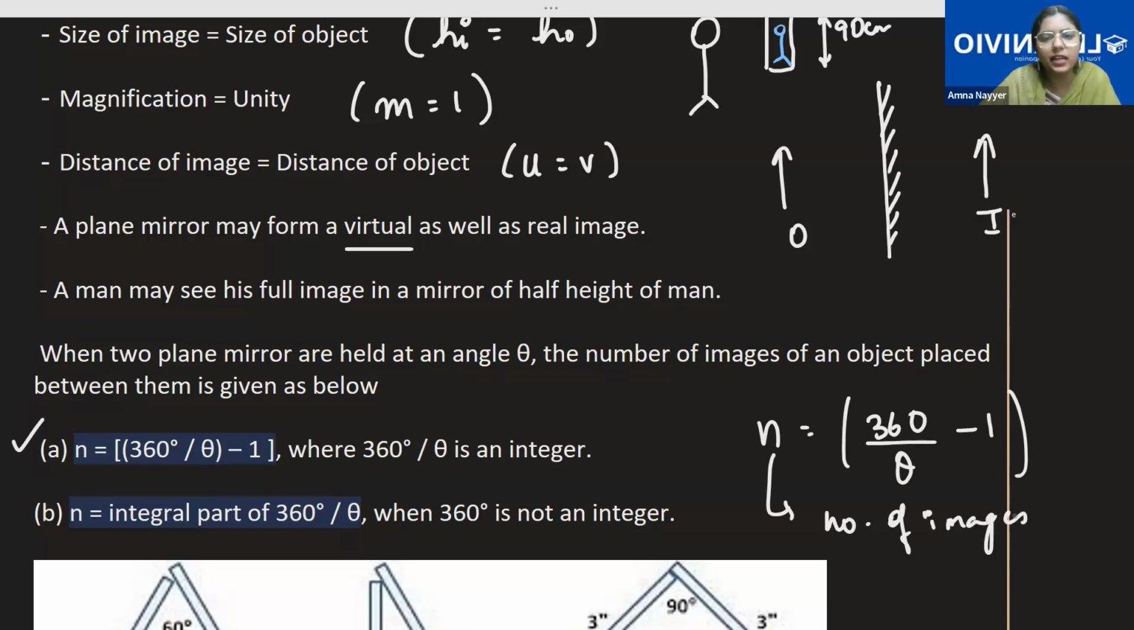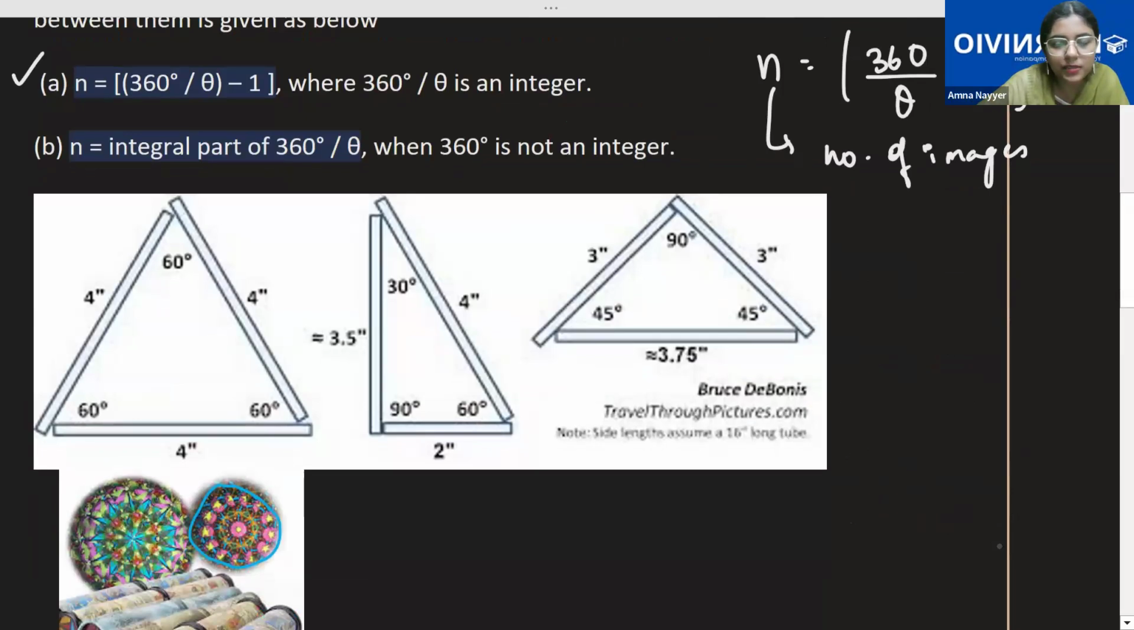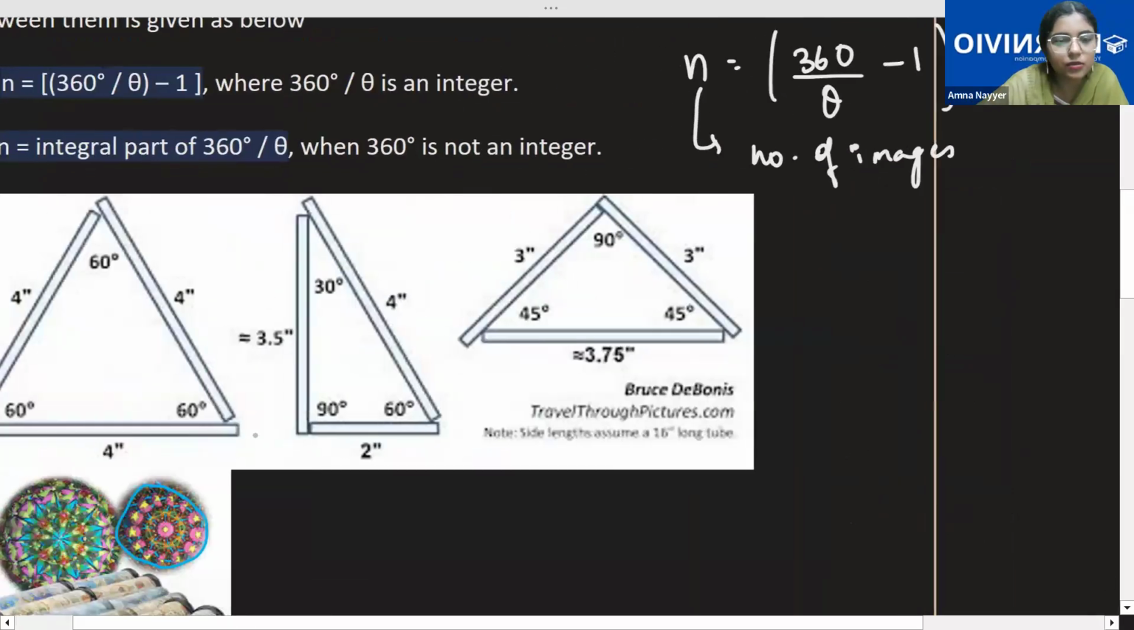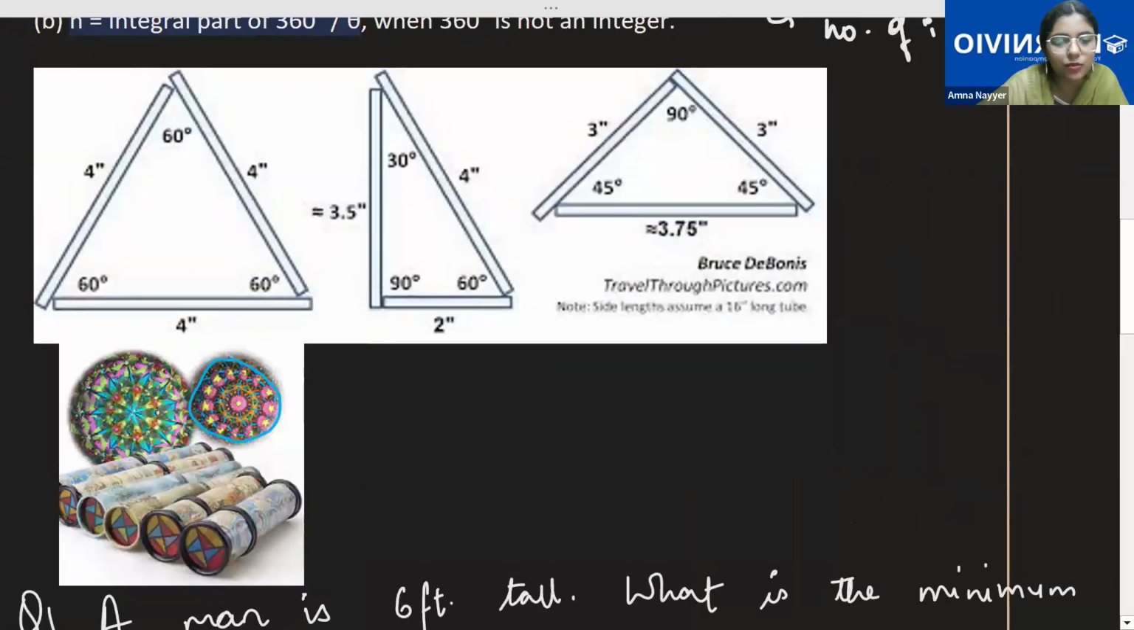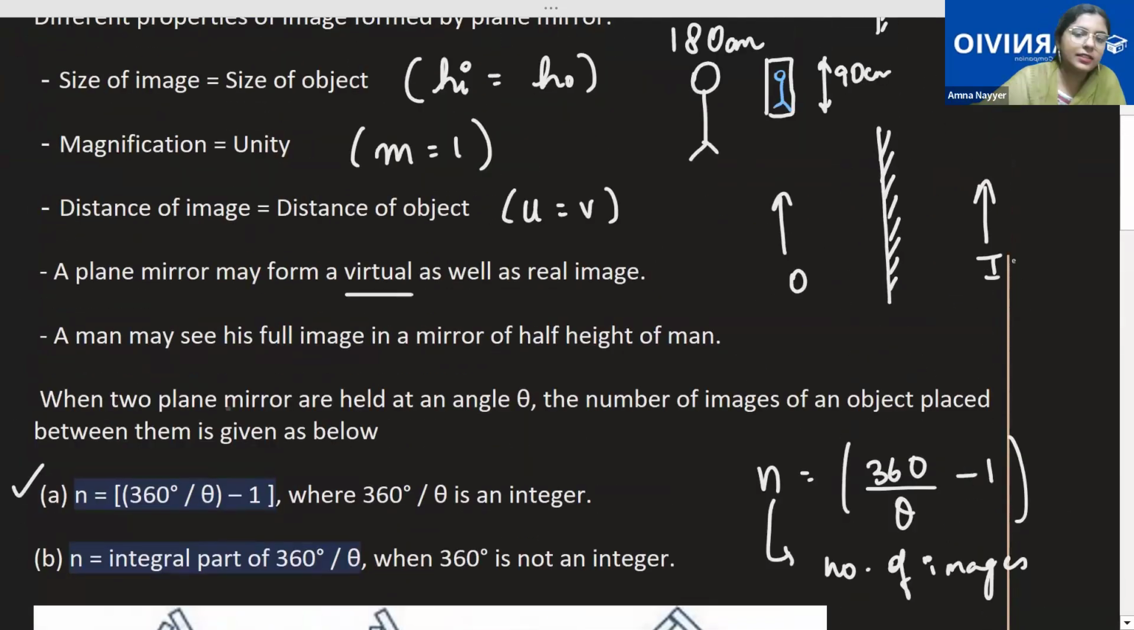This n will give the number of images: 5 images will be formed, 8 images, 1,000 images, and so on. But if 360 by theta is not an integer, then it will just be 360 by theta, usually taken as the integer part. And this application is used in kaleidoscopes. This is how kaleidoscopes look. This I'll tell in the next class tomorrow, and numericals also we'll do. Just write down this formula.